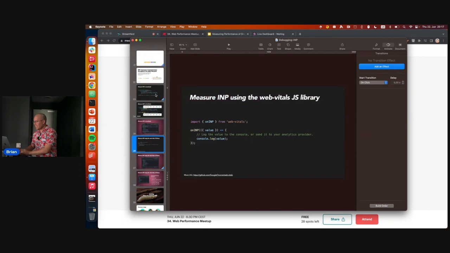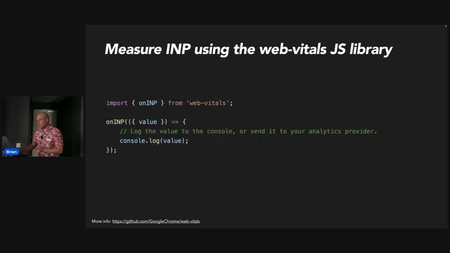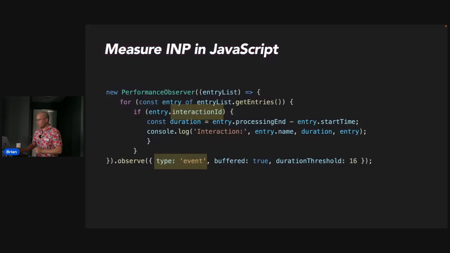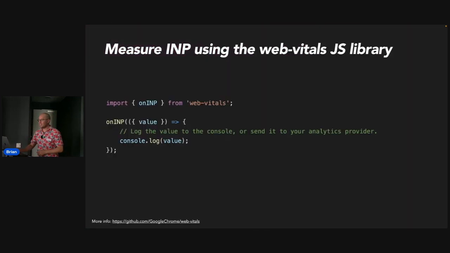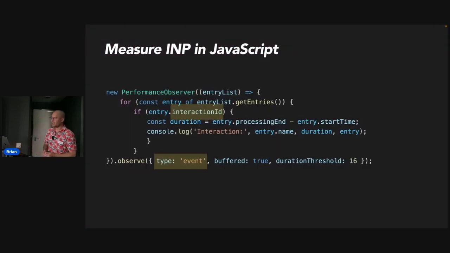I'm curious about two slides back. Well, that's maybe an important thing. So if you're measuring INP in JavaScript, like I show here, I wouldn't recommend sending this data to your RUM, but rather using the Web Vitals JS library. There's some more work that goes on under the hood with the Web Vitals library compared to this right here.